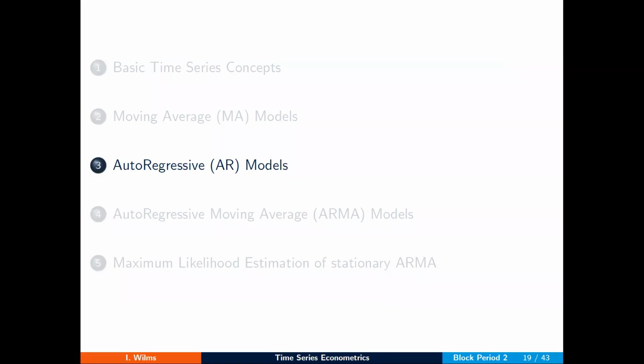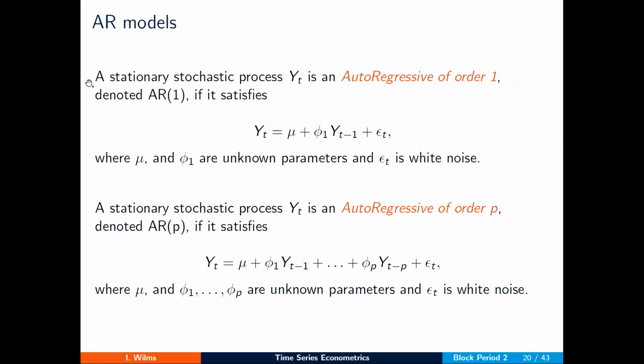Next on our agenda are the autoregressive models. A stationary stochastic process Y_t is said to follow an autoregressive model of order 1 if it satisfies this model equation, where Y_t is regressed on a constant mu and its own past value, hence the name autoregression. More generally, for an autoregressive model of order p, Y_t is regressed on its own past values up until p periods back in time.